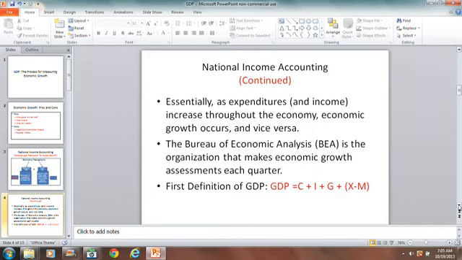Or if it's not growing healthy, they will try and determine why it's not growing healthy, and then that triggers a policy response. So from our discussion thus far, we can come up with an initial definition of GDP. When we were defining GDP, you could take consumption expenditures C, plus investment expenditures I, plus government expenditures G, plus net exports, where net exports is exports minus imports. So one way of defining GDP is simply the sum of all the expenditures. Okay.